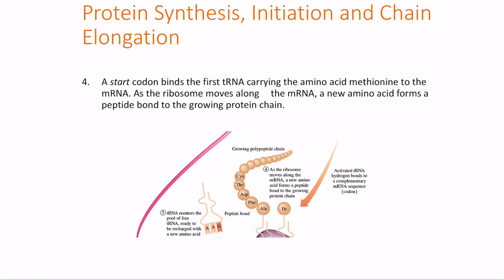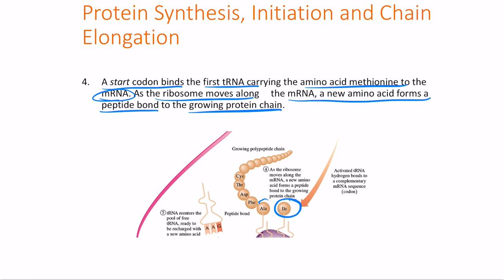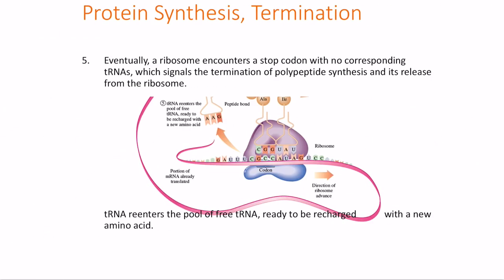Now you have the mRNA and tRNA. A start codon binds the first tRNA carrying the amino acid methionine to the mRNA. As the ribosome moves along the mRNA, a new amino acid forms a peptide bond to the growing protein chain. So this is the fifth step. Once the anticodon attaches itself, it bonds with the structure and then finally moves it along. This way, it creates the primary structure of the protein.